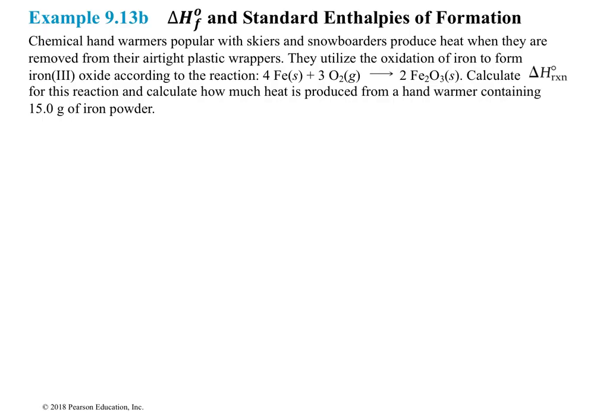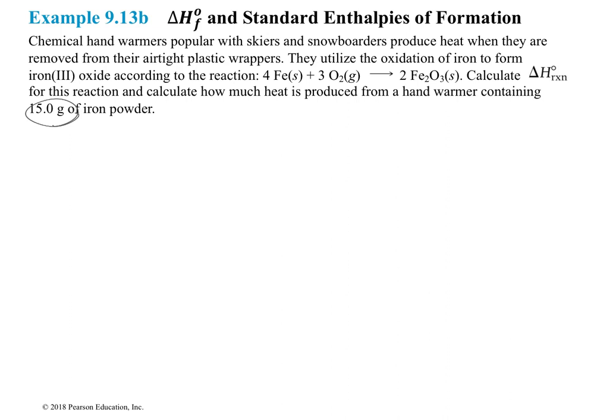Okay, another practice problem. Chemical hand warmers are popular with skiers and snowboarders, and they produce heat when they are removed from their airtight wrappers. They utilize oxidation of iron to form iron(III) oxide. According to this reaction, calculate the heat of this reaction and how much heat is produced when you use this much. So let's find delta H.